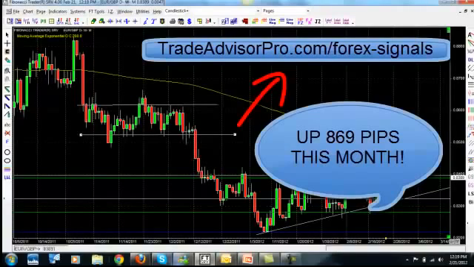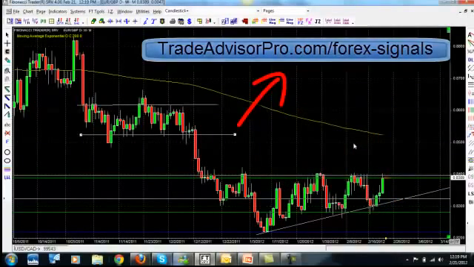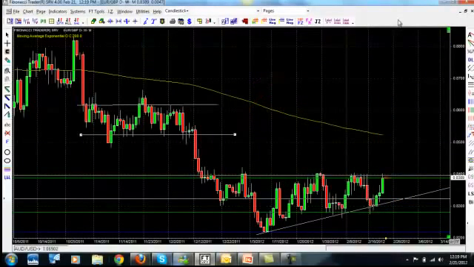Compared to most of the other services out there, ours is a completely different setup. So it's way simpler, and it works. A lot of these companies are using too many indicators that do not work. Support and resistance, people. Keep it simple.